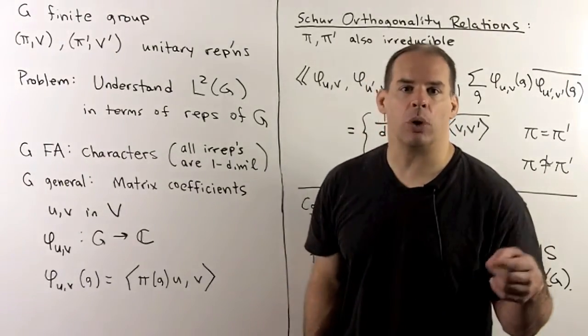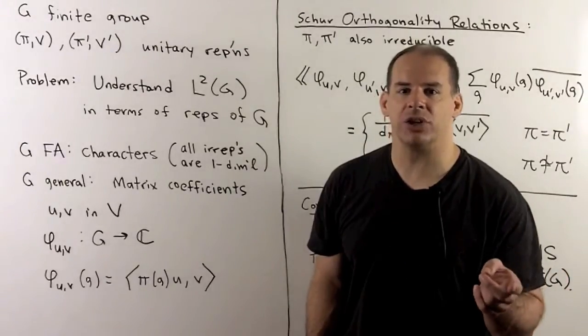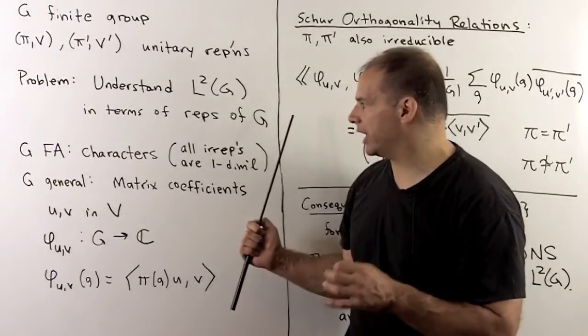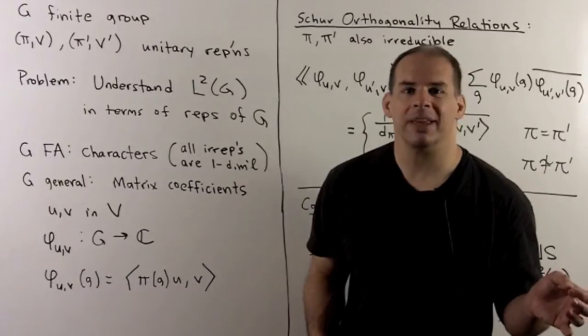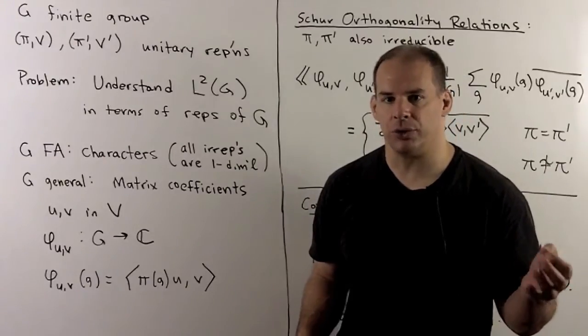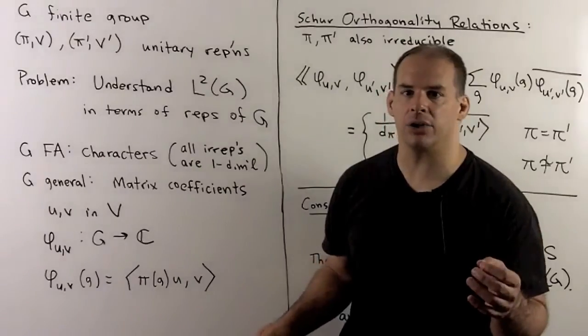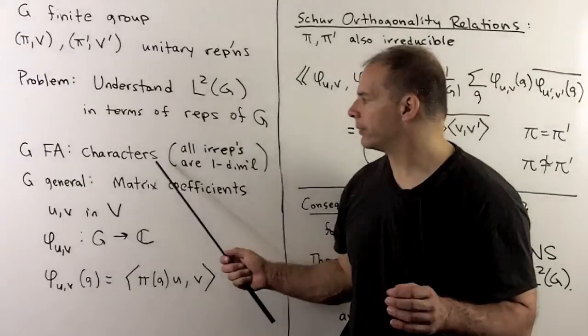L2 denotes that we're norming using the L2 norm. And if we consider the right or left action on L2(G) by the group, we have a unitary representation. Now, when G was finite abelian, the characters were enough to understand L2(G). So we had an orthonormal basis of L2(G) given by the characters. So we only need the one-dimensional representations.